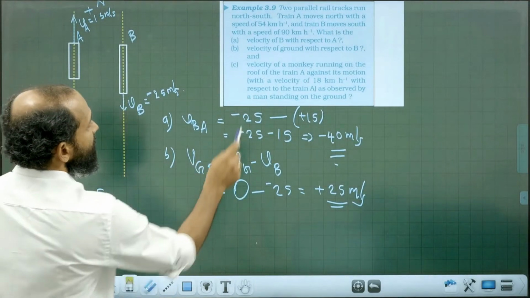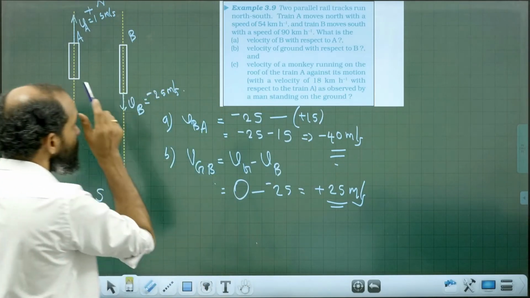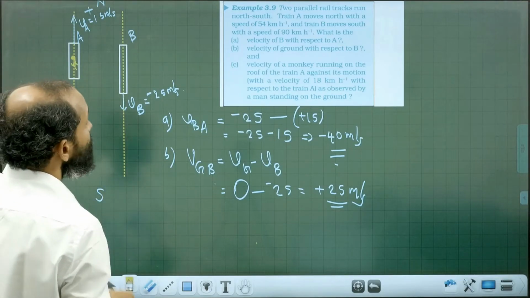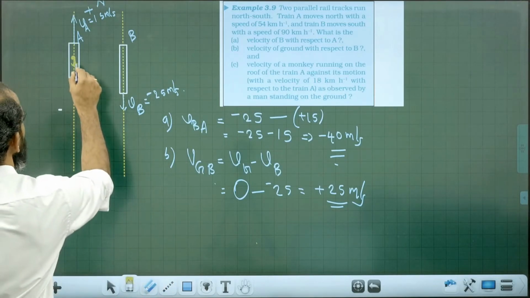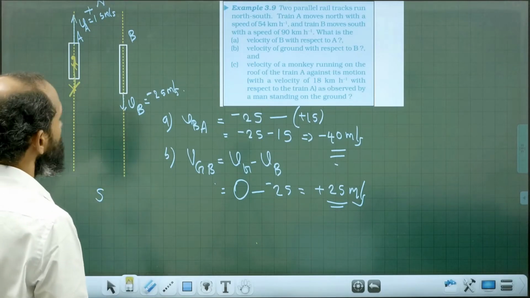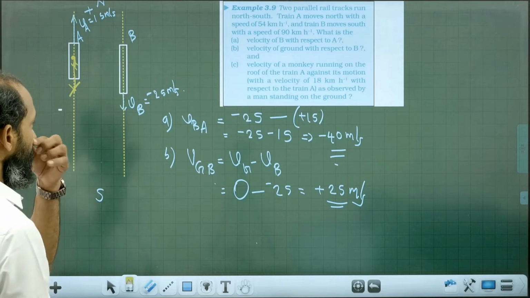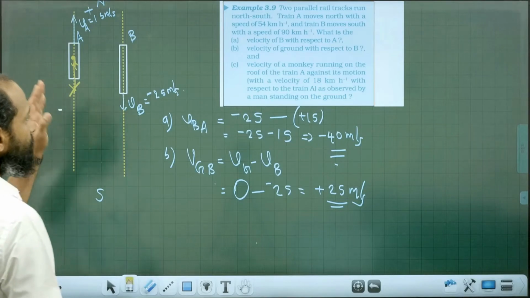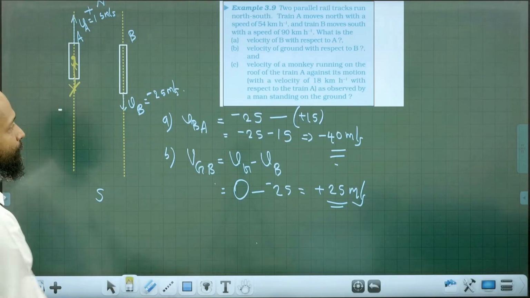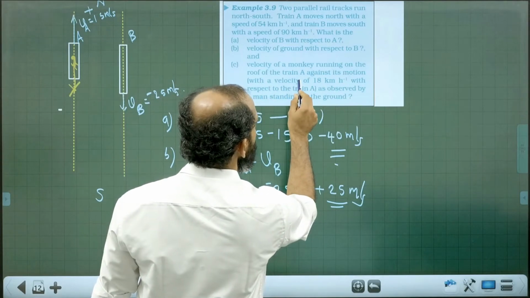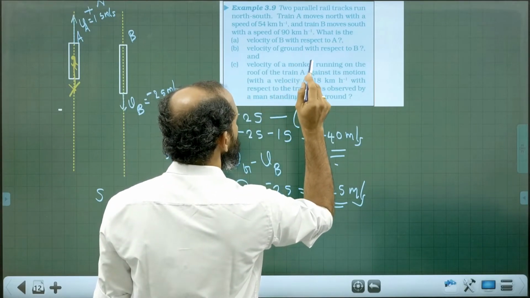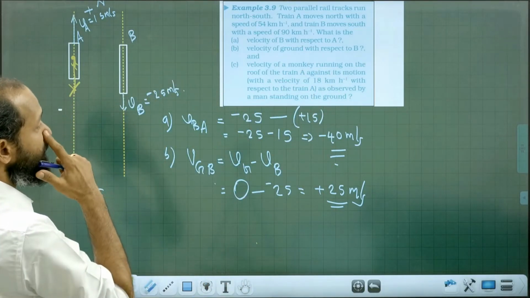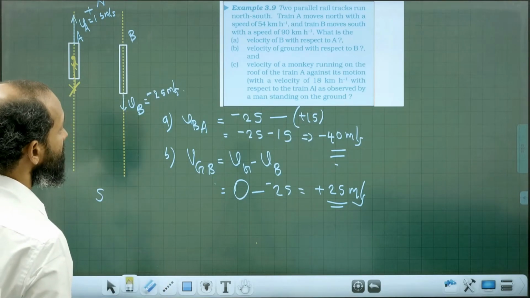There is a monkey running on the roof of train A against its motion. That means the monkey is running southward with speed 18 kilometer per hour with respect to A, as observed by a man standing on the ground. We have to find the velocity of the monkey running on the roof of train A against its motion with a velocity 18 with respect to A, as observed by the man standing on the ground. That is, the velocity of the monkey with respect to ground.